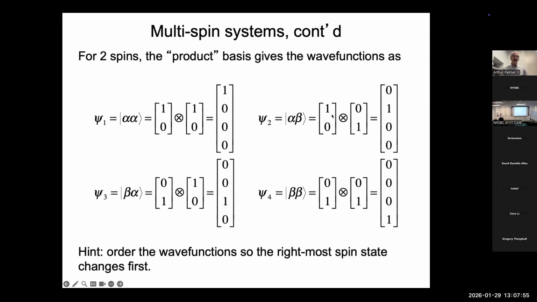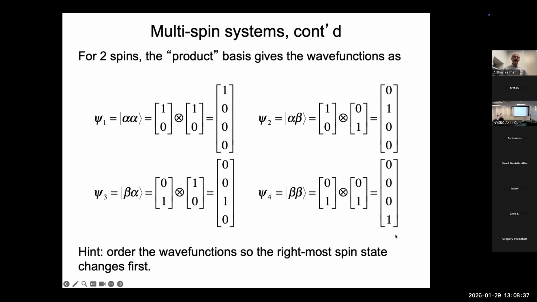Whereas here, for example, alpha beta, alpha is 1, 0, beta is 0, 1. We take the 1, multiply it by 0, 1, we get 0, 1. We take the 0, multiply it by 0, 1, we get 0, 0. Similarly here, beta alpha, 0, 1, 1, 0. 0 times 1, 0 is 0, 0. 1 times 1, 0 is 1, 0. And then beta beta, 0 times 0, 1 is 0, 0. 1 times 0, 1 is 0, 1.